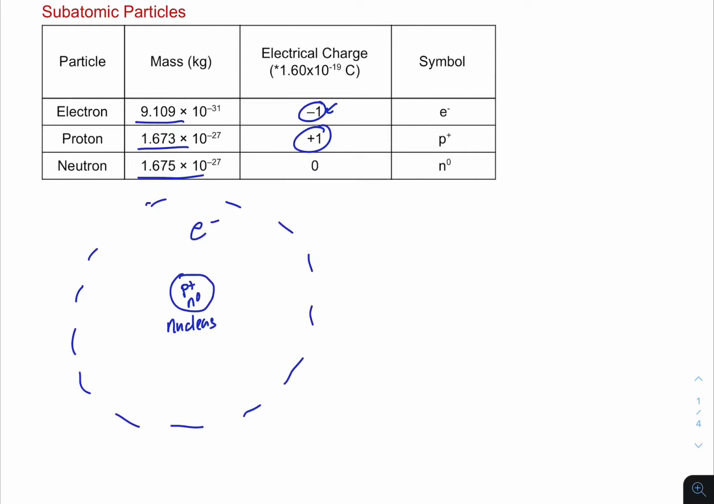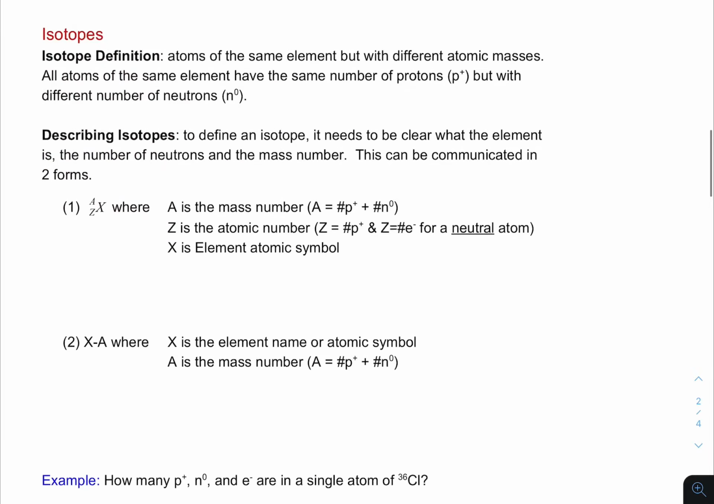So now that we have this idea of different subatomic particles, we want to look at, well, how does that apply to a specific isotope? And so we have different isotopes, and when we're thinking about different isotopes, we need to know what an isotope is and how we identify them. So an isotope is an atom of the same element, so that's real important to note. It's an atom of the same element, but with different atomic masses.